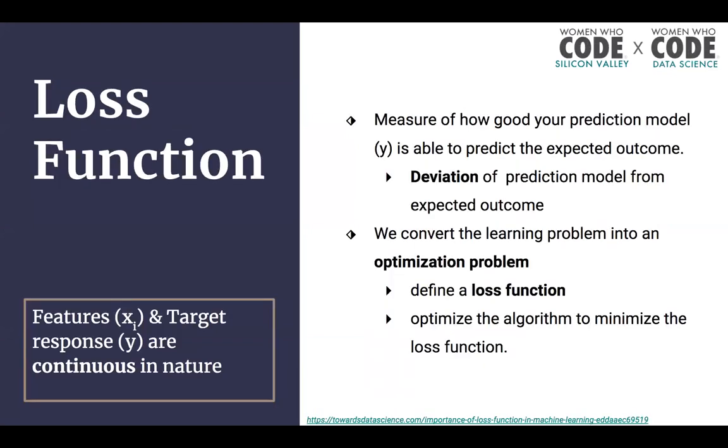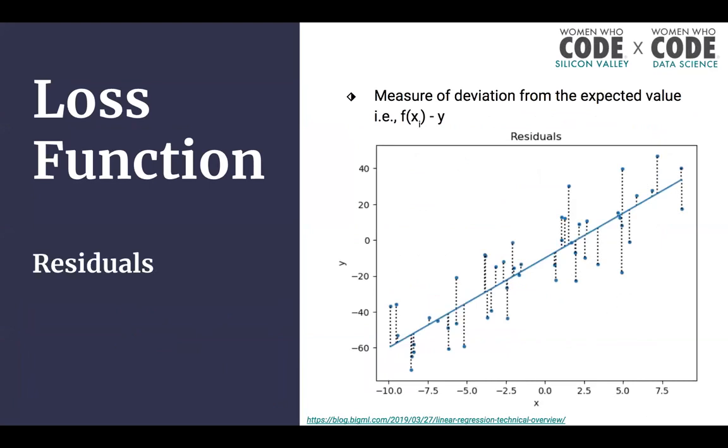So our next question would be, how do I calculate the deviation? We saw that we want to measure the deviation, right? So we do this using a concept called residuals. In the graph you see, the blue dots are the actual data points that you have observed historically. The blue line is what your prediction model is predicting to be the best fit.